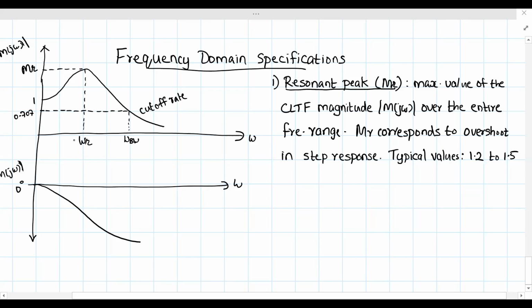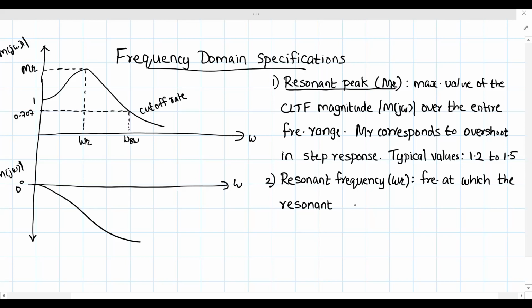So next is resonant frequency. What is resonant frequency? It is the frequency at which the resonant peak occurs. The resonant peak or resonant magnitude occurs at this frequency. That is what we mean by the term resonant frequency.